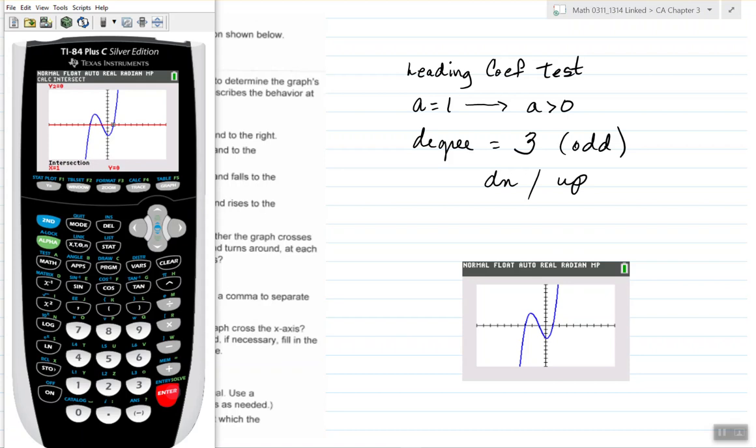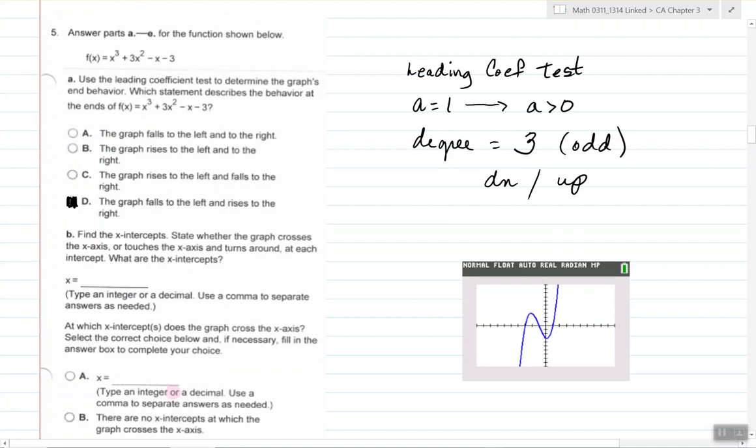And there it is. We have the third one, which is 1. The x-intercepts are, it says type an integer or a decimal, use a comma to separate. So it is -3, comma, -1, and 1. We found them left to right.